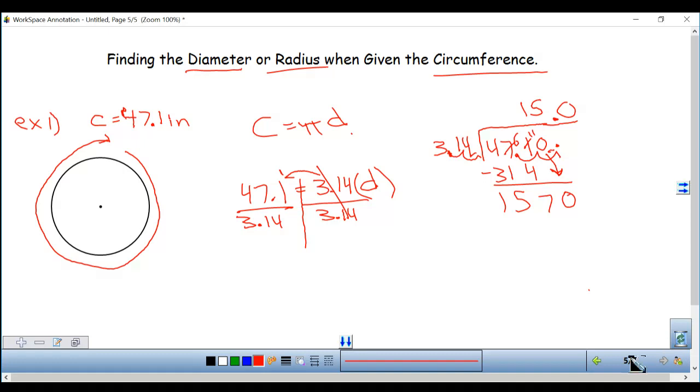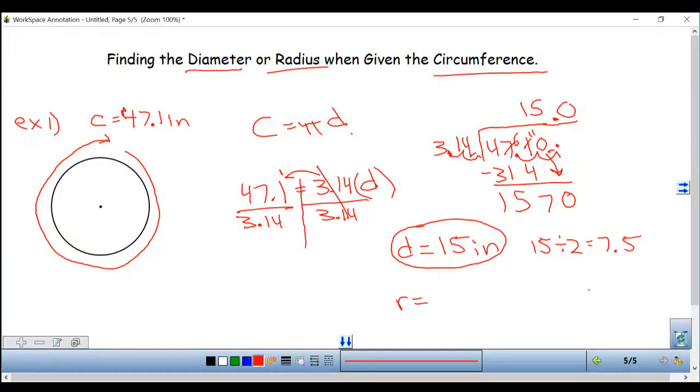So my answer is the diameter equals 15 inches. That is my diameter. I'm done if it only asks me for the diameter. But what about the radius? What about the radius? Well, diameter is always twice the size of radius. So you can take your diameter, which in this case is 15. We can divide it by 2 and get 7.5. So that means my radius is 7.5 inches because radius is half the diameter.